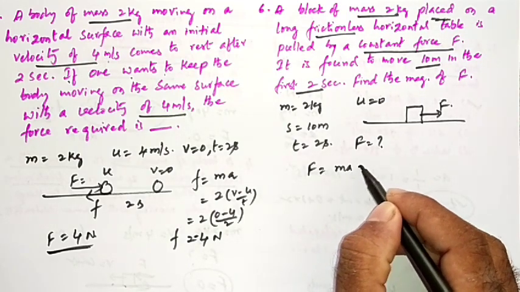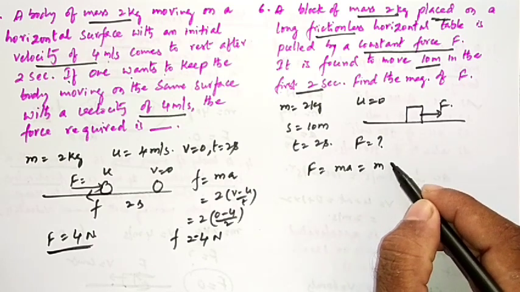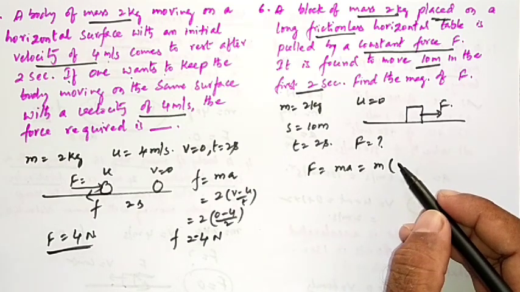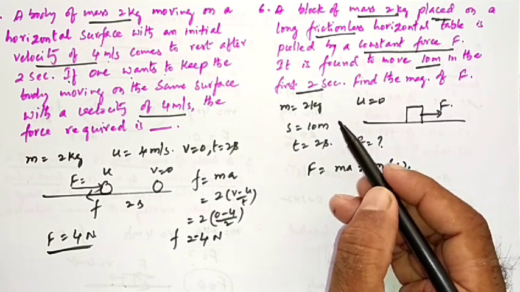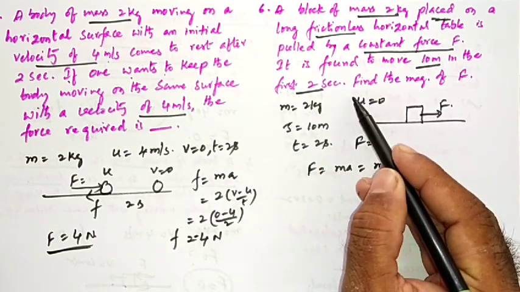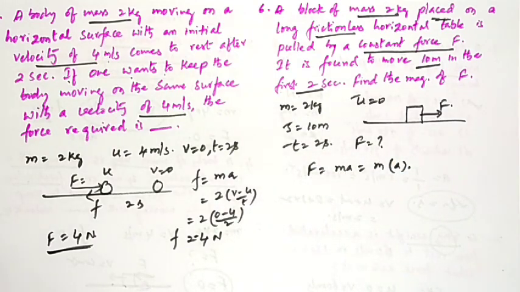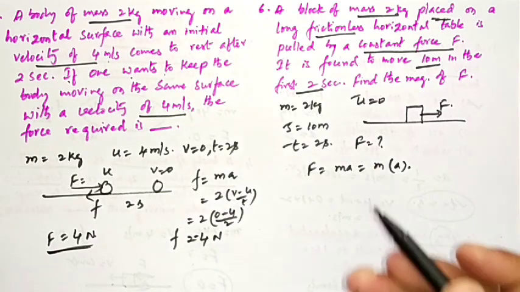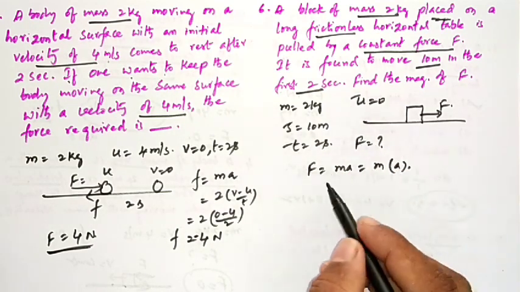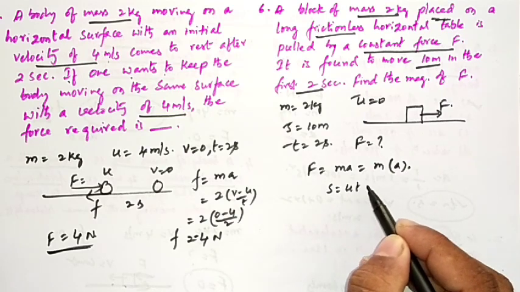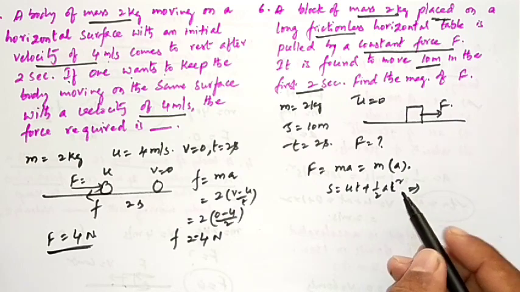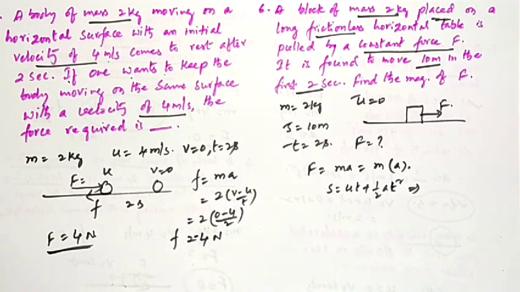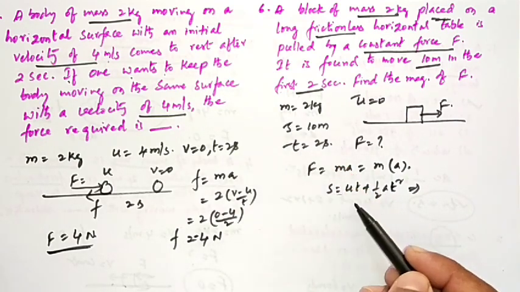F is nothing but ma. So I can write m into a. I want to calculate a first. How can I calculate a? I have S, u, t. So I can use s is equal to ut plus half at square. First I want to calculate a, so for that I will be using this equation because I have this data.